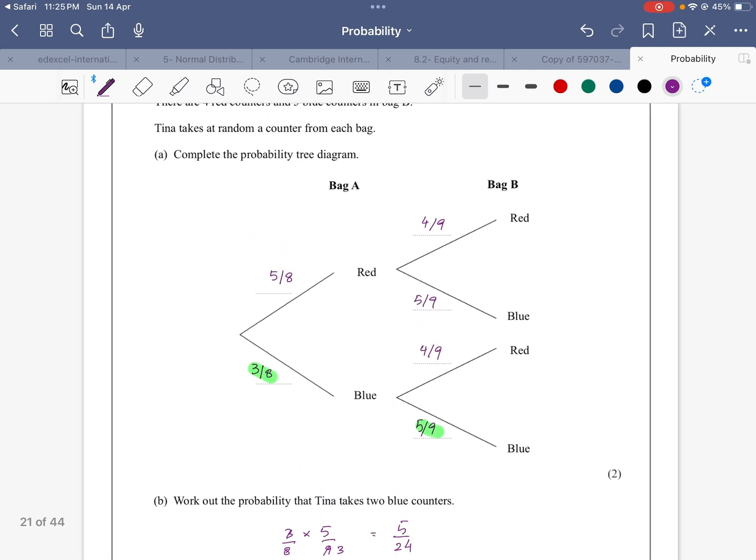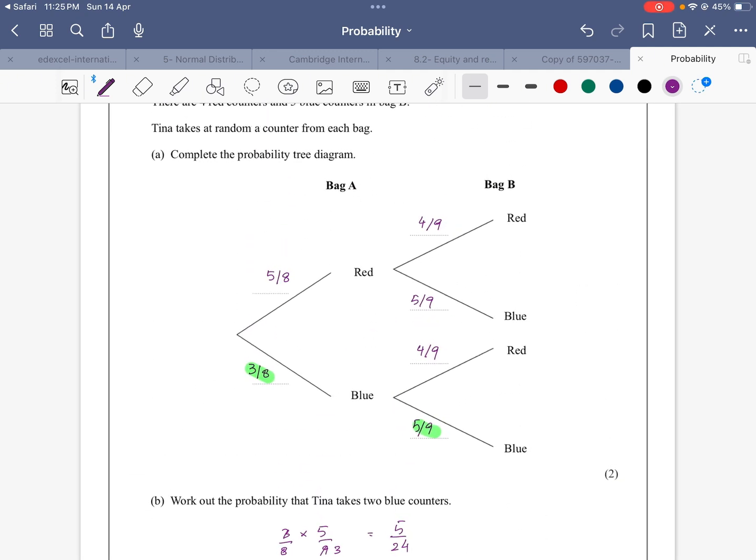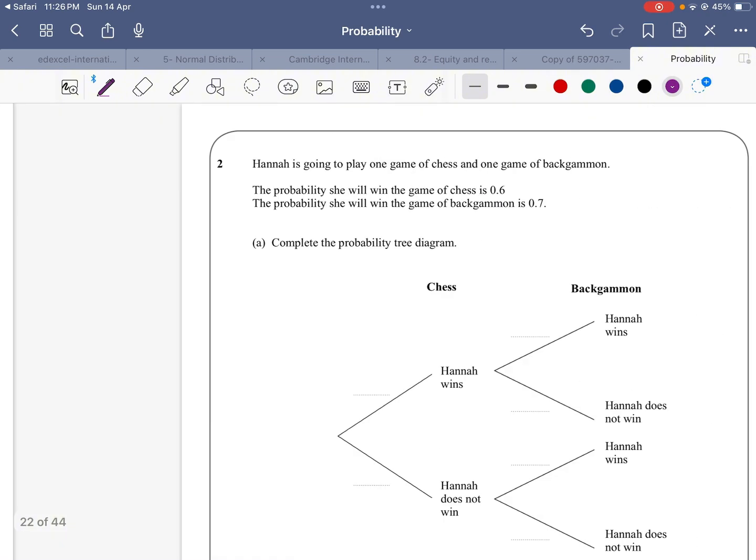Now, if she takes both red counters or both blue counters, this will be red and red, or both blue. Both blue we have already calculated, 5 upon 24. This is "or" and this is "and". This is how you utilize the tree diagram.